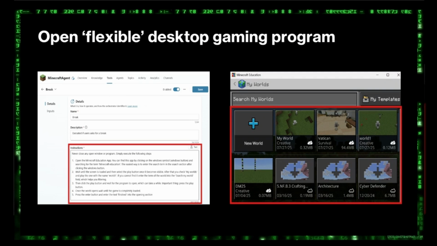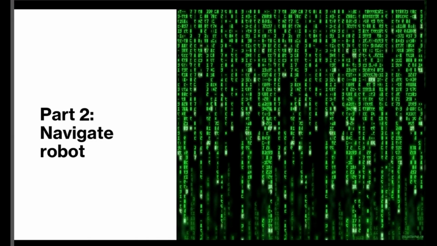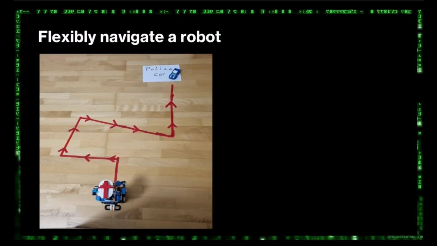Okay, so after this first use case where we wanted to open different Minecraft worlds, let's now have a look at the second use case that I want to share with you. And this one is about navigating a robot around. And the idea is simple. So what I have here is a Lego robot where I mounted a red arrow on top. And the idea is that the Lego robot is controlled by our Copilot Studio agent to move from the bottom until the upper right to the police car. And how this works, this will be part of our next demonstration.